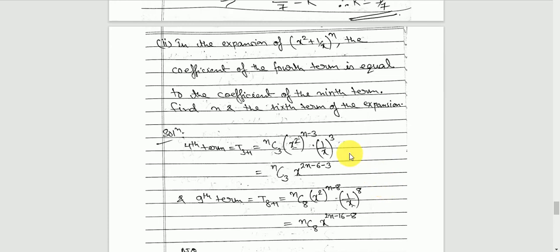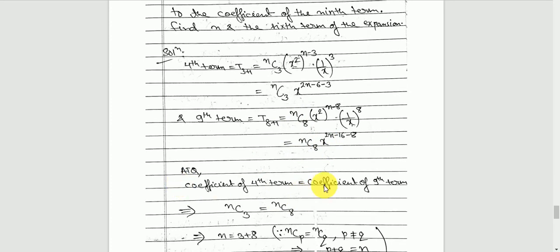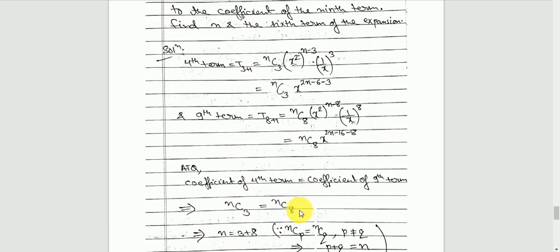Now next, in the expansion of this, the coefficient of the fourth term is equal to the coefficient of the ninth term. Find n and the sixth term of the expansion. So they are saying that the coefficients of the fourth and ninth terms are equal. First find the fourth term, find the ninth term, take the coefficient from each and equate them. So you get nC3 is equal to nC8.